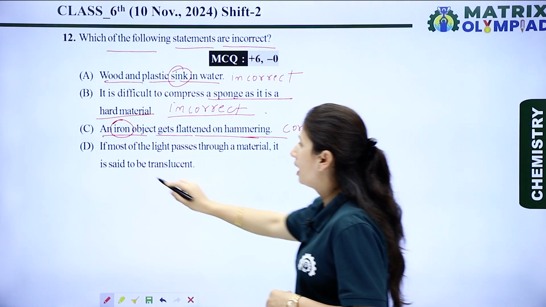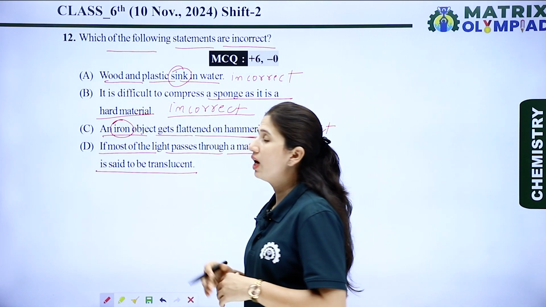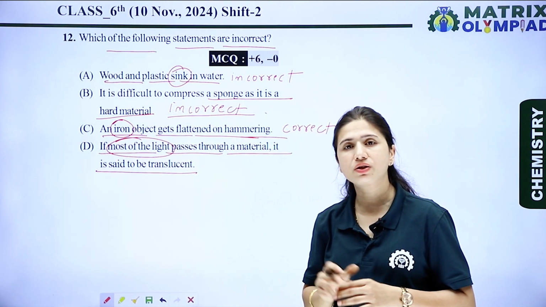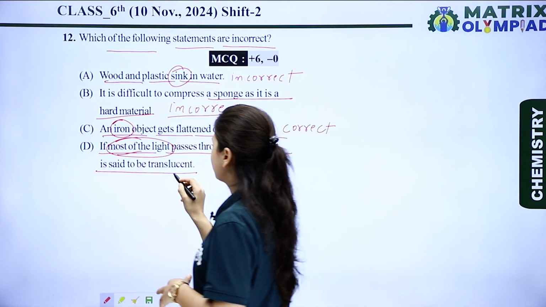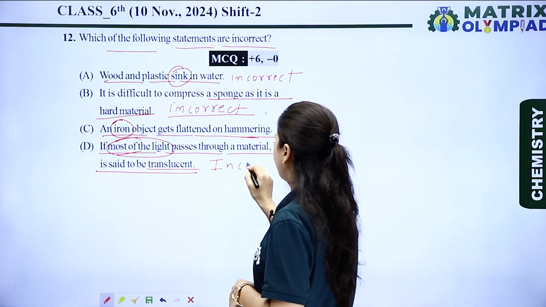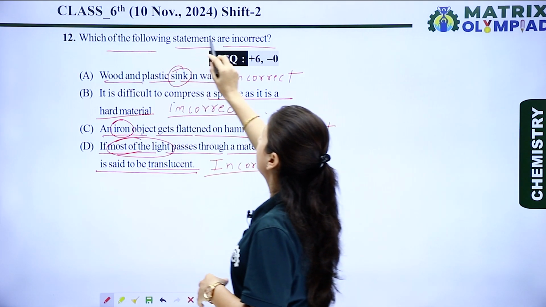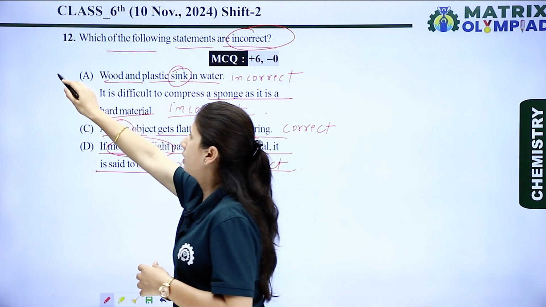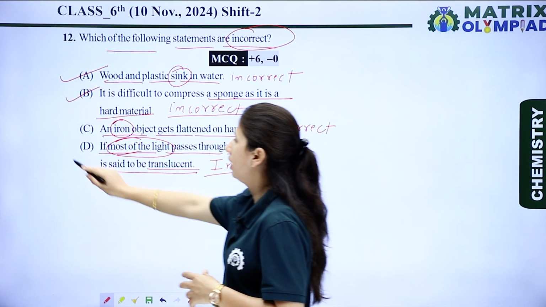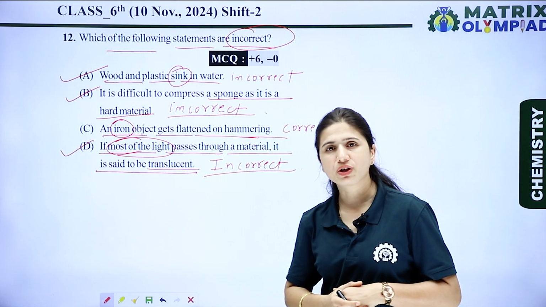Now the last one is, if most of the light passes through a material, it is said to be translucent. No, if most of the light passes, that substance is known as transparent, and if some of the light passes, then that substance is known as translucent. So it is also an incorrect statement. Okay, now let's see the question again. We have to find the statements which are incorrect. So statements A, B and D are incorrect, and the option A, B and D is the right option for this question.